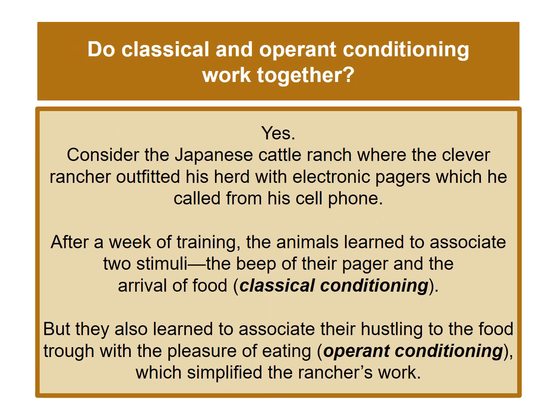So do classical and operant conditioning work together? Yes, they do. So we're going to consider the Japanese cattle ranch where the clever rancher outfitted his herd with electronic pagers, which he called from his cell phone. After a week of training, the animals learned to associate two stimuli, the beep of their pager and the arrival of food. So that was classical conditioning. But they also learned to associate their hustling to the food trough with the pleasure of eating. That is operant conditioning, which ended up simplifying the rancher's work altogether.